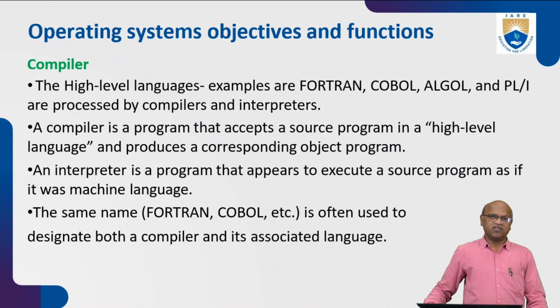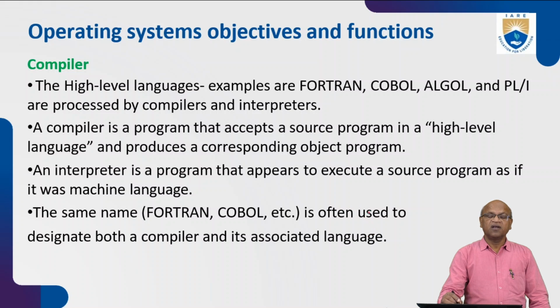Now the compiler, as we discussed. A compiler is a system programming software. Whatever program you write in a high-level language, for example Python, C, Java, these are all called high-level languages. The compiler is a program that accepts source code in a high-level language and produces a corresponding object program. An interpreter is a program that appears to execute the source program as if it were machine language.